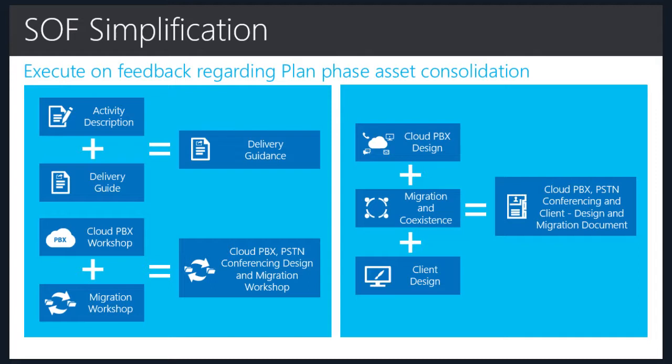So we took a strong, hard look at the assets that we have, and starting on the right-hand side, we basically took our 3 key assets around design, which is the Cloud PBX design document, the migration and coexistence document, and the client design document. And we have consolidated them into one new design document called the Cloud PBX, PSTN Conferencing Client Design and Migration Document. So it just trips off the tongue. The idea behind this really is to put all of those key decisions you need to document into one place.